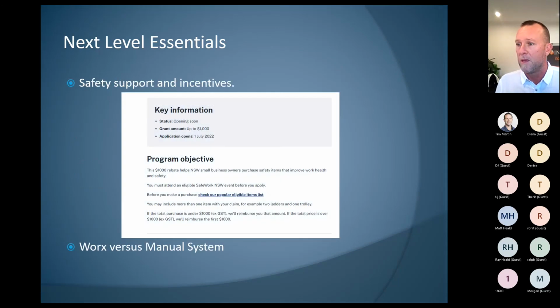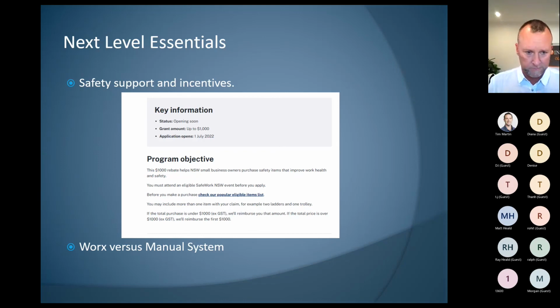And finally, there are initiatives from various state governments, and here's the latest one from New South Wales, offering a $1,000 rebate to people that attend one of their training events, and a $1,000 rebate if you purchase some safety gear like step ladders and so on. I've accessed these from time to time. They're great incentives and fairly easy to get. So that's a summary of the essentials with occupational health and safety.